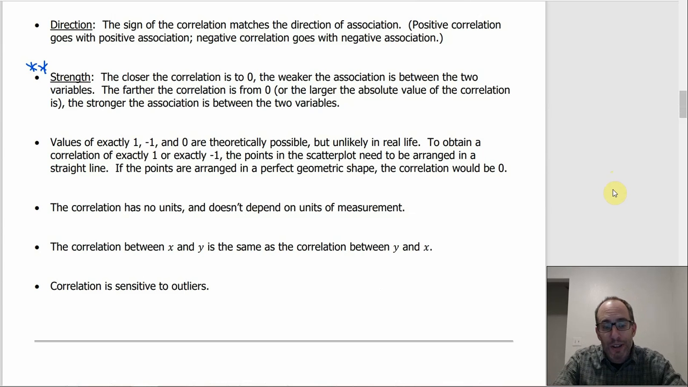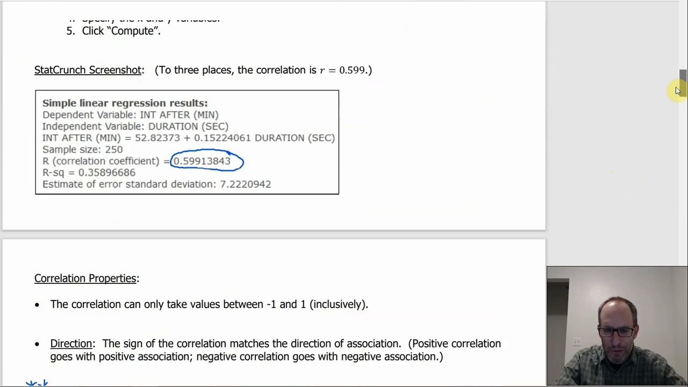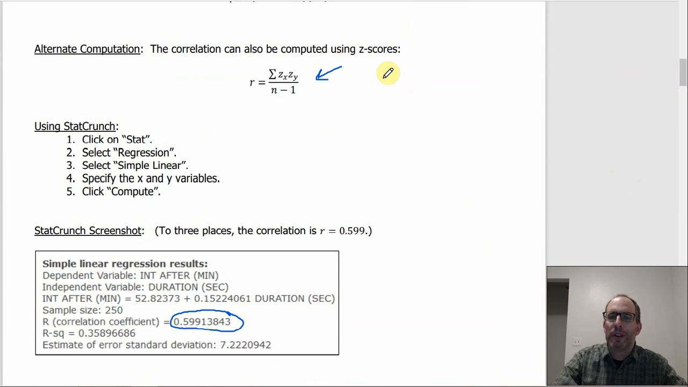Let's see. Then the correlation commutes. So if you switch the 2 variables in the computation, you're going to get the same correlation. And I guess you could see that from the formula too. So if I scroll up for a second, if you look at that formula, if you interchanged where z sub x and z sub y were, you would get the same thing, because if you change the order of multiplication, that doesn't do anything, right? 3 times 2 and 2 times 3 are both 6.